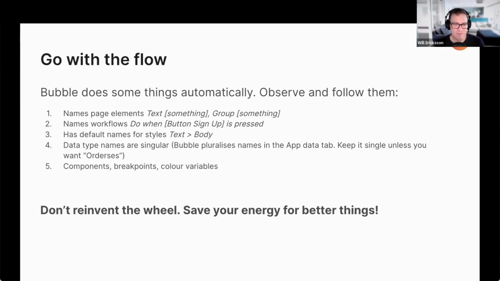You might notice that Bubble pluralizes data type names, so it's important to keep them single. That way, when you read your app data tab, you don't get names like orderses, which are just really annoying. And then using things like components, breakpoints, color variables, all these things are here to make your life easier. And so you don't need to reinvent the wheel again. Save your energy for better things like actually delivering an app that has some value to its customers.